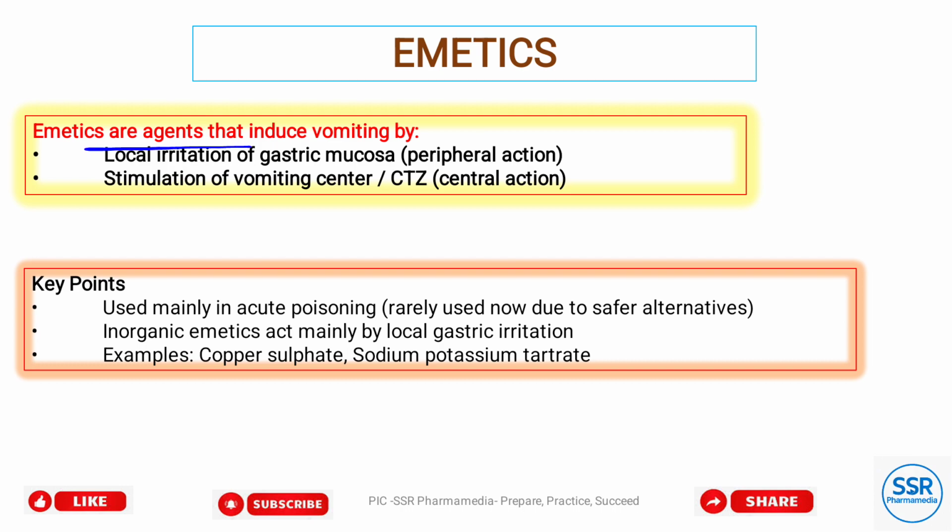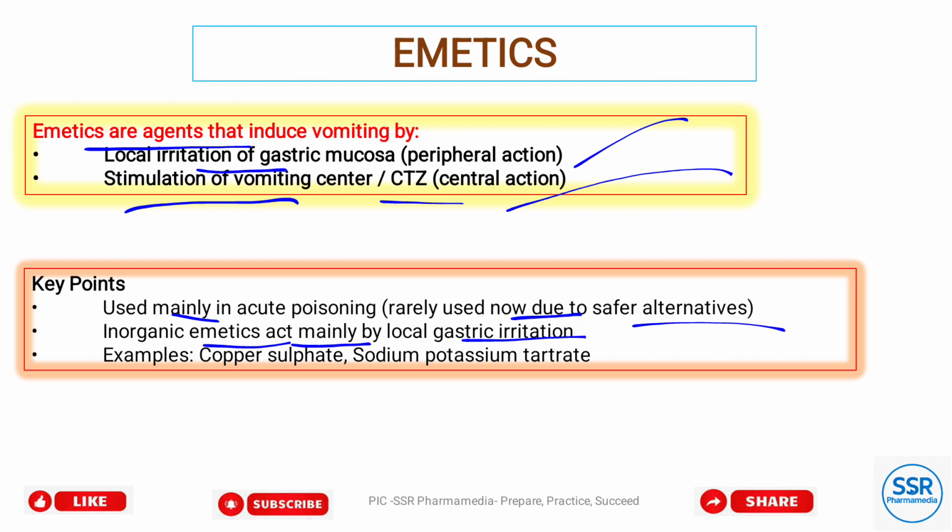Emetics are agents that induce vomiting by local irritation of gastric mucosa. It is a type of peripheral action, along with stimulation of the vomiting center. The CTZ is a central action point, and emetics are used mainly in acute poisoning, but rarely now because safe alternatives are available. Inorganic emetics act mainly by local gastric irritation. Examples are copper sulfate and sodium potassium tartrate.